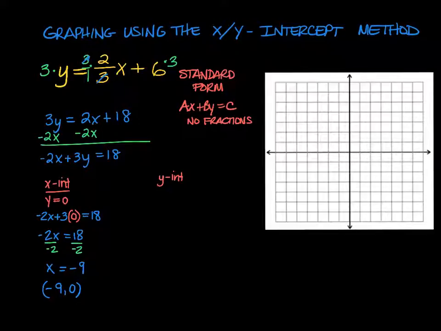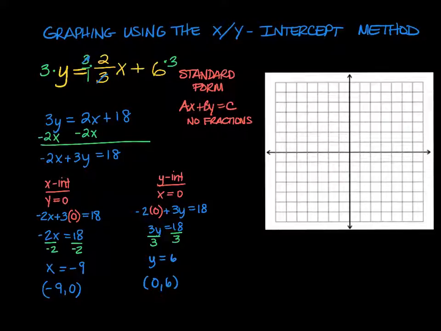Then I'm going to do the same thing for my y-intercept. When you have a y-intercept, it means your x is equal to 0. So I'm going to take 0 and substitute it into my equation for x. So I'm going to have negative 2 times 0 plus 3y equals 18. That's going to leave me with 3y equals 18. I've got to divide both sides by 3. And that's going to give me y is equal to 6. So my y-intercept is the point 0, 6. Now I got to graph my equation.